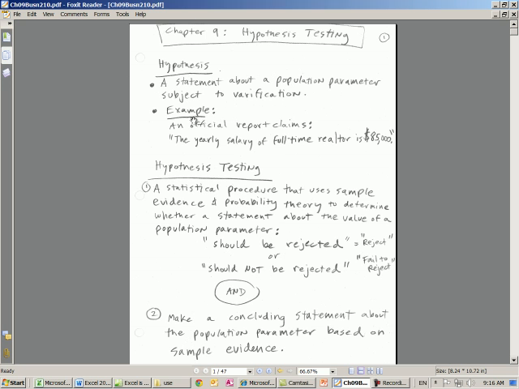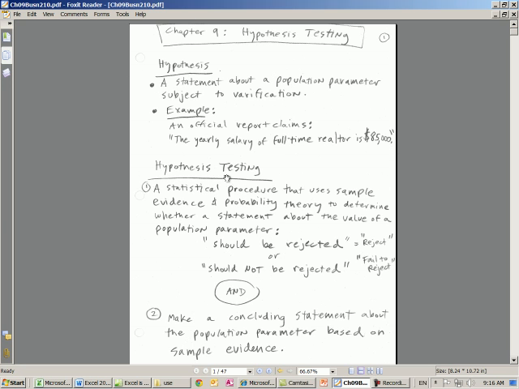So for example, an official report claims the yearly salary for full-time realtors is $85,000. So if you are someone out there looking at this and you say, that doesn't make sense for our region, you could go out and do a test to see if this statement is reasonable or not for your particular region. And that's the example. We'll use this example right here to examine the 5 steps of hypothesis testing. And in later videos, we'll look at lots of different examples.